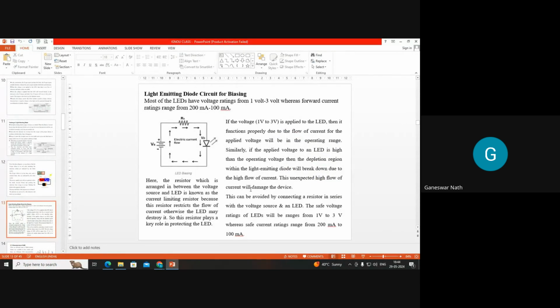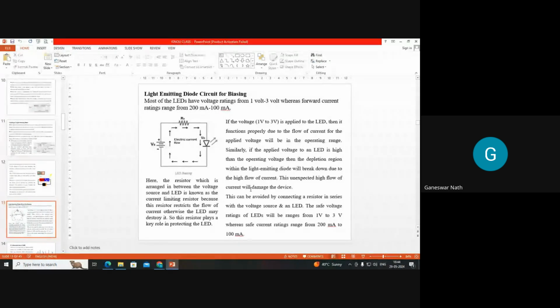Then you can find the light emitting diode in a circuit for biasing. As we have discussed biasing in case of a power diode, similarly you can find the biasing of this light emitting diode or LED. Most of the LEDs have voltage ranging from 1 to 3 volt. Almost all the LEDs consume very less power, so that is why in almost all cases you are using this LED.